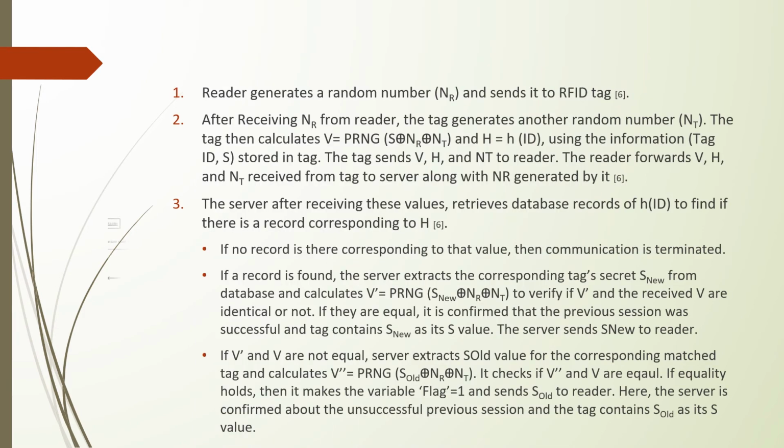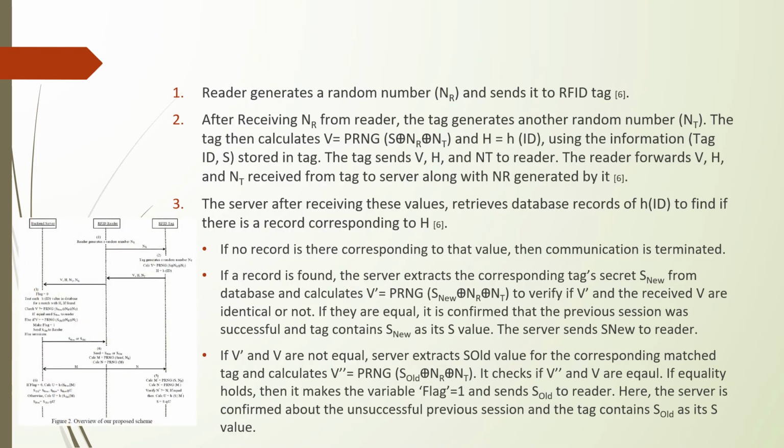So here there are basically three steps that happen. A reader generates a random number NR and sends it to our tag. After the tag receives the NR number from the reader, it will generate again a random number, NT, and it will calculate the V. So V means a value.